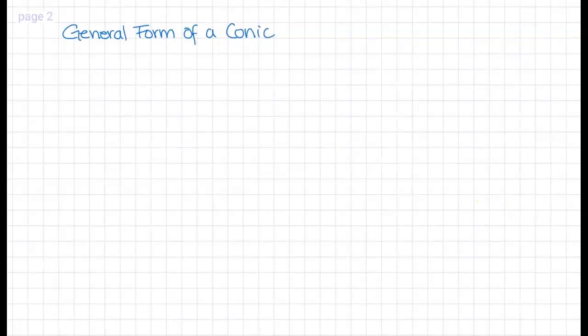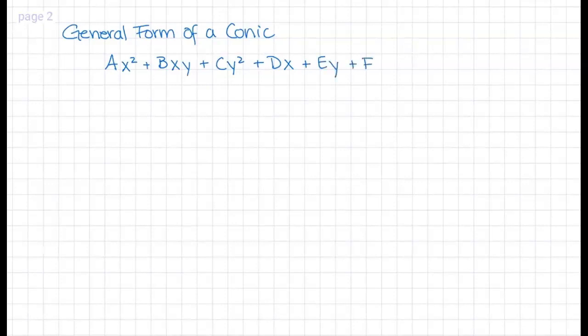So these were the ones that we ended up completing the square on. So the general form for a conic, all conics can always be written in this form: ax squared plus bxy plus cy squared plus dx plus ey plus f equals 0. They can always be written in that form.